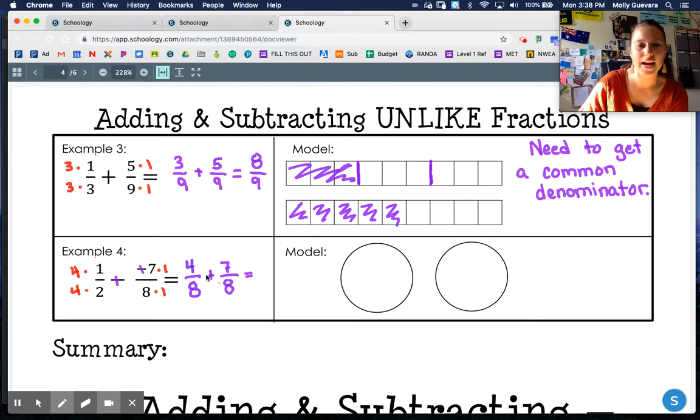And now I can just add. So if I have 4 plus 7 is 11 over 8, and that's it. For the model, there's no way I'm going to be able to draw these circles into 8ths, so we're not going to do the model.